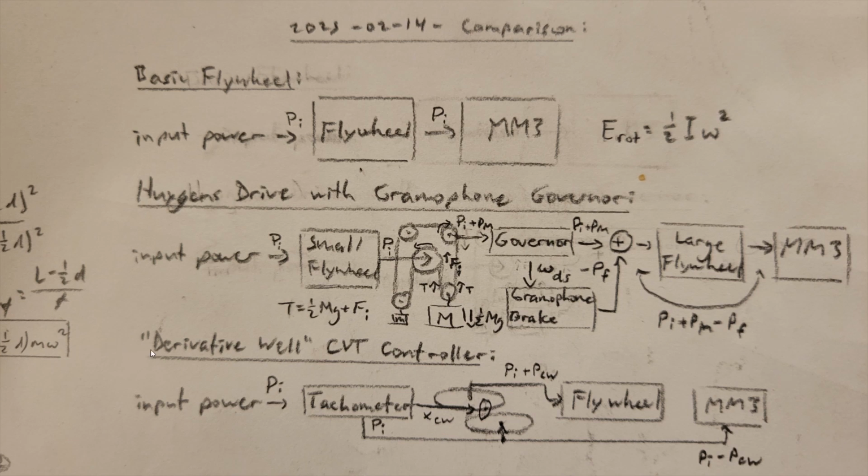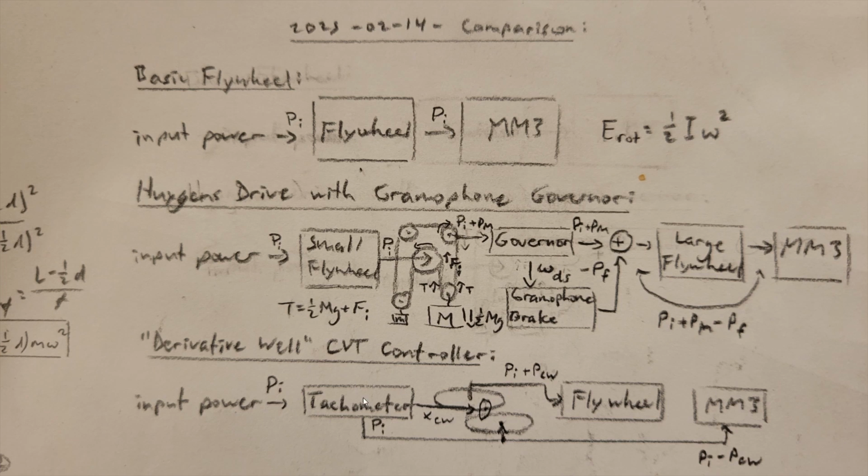We thus arrive upon my derivative Well CVT Controller design, which can handle almost any fluctuation in the input power and the system's load. This design places a wheel and disc CVT or equivalent between the input and the flywheel and uses a centrifugal tachometer to measure the speed of the drive shaft in order to control the horizontal position of this control wheel to set the gear ratio from 0 to infinity.